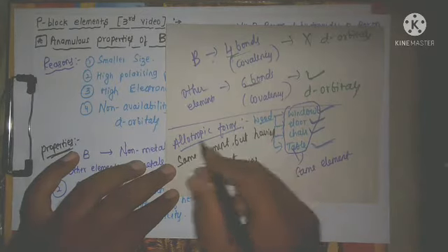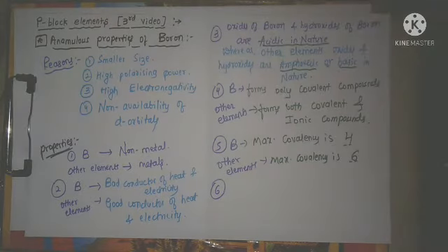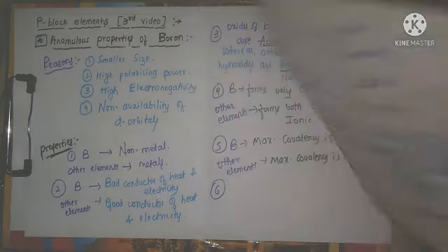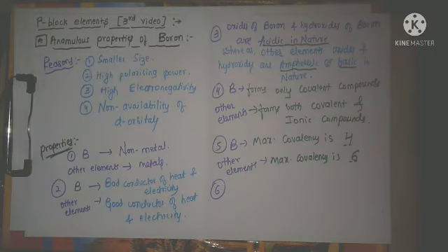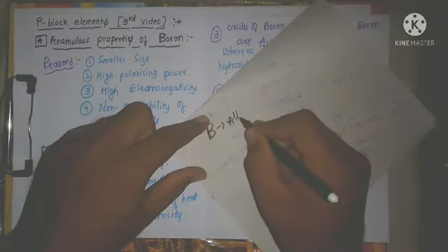Is called as what? Allotropic form. That is only I am writing. Now just check here. If you go for the boron, boron is available in allotropic forms. Boron shows the allotropic forms.